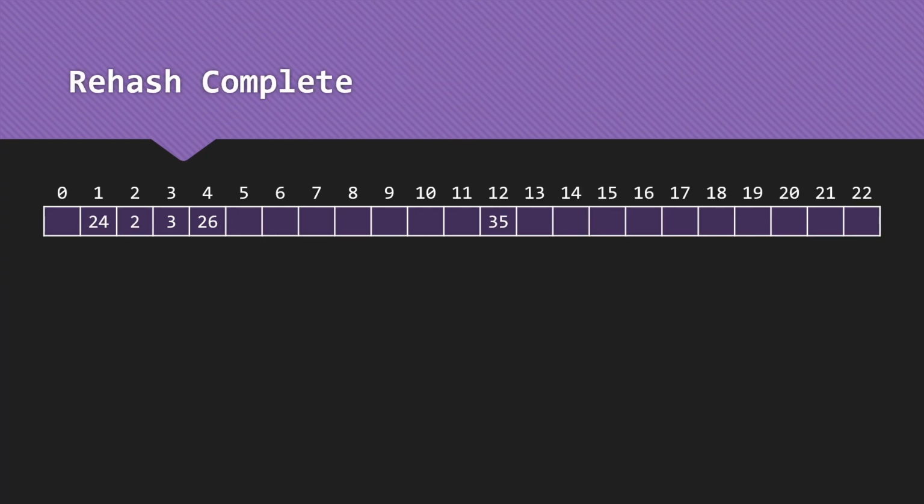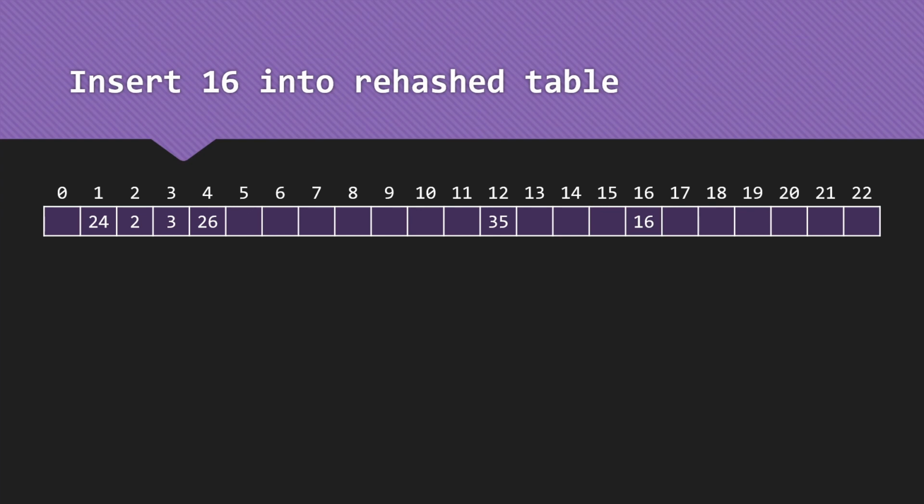And so at that point, my rehash is complete. I delete the old array. I've now set things up so that my current hash table is this array. And then I can finally insert the 16 into the spot it goes into in the rehashed table.